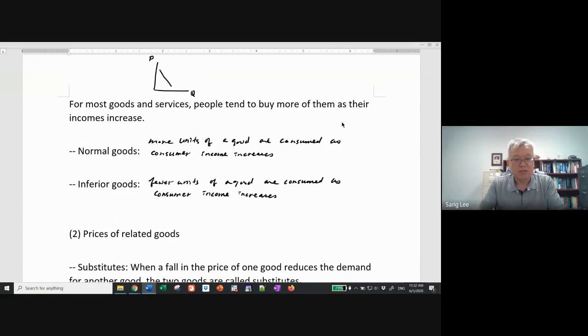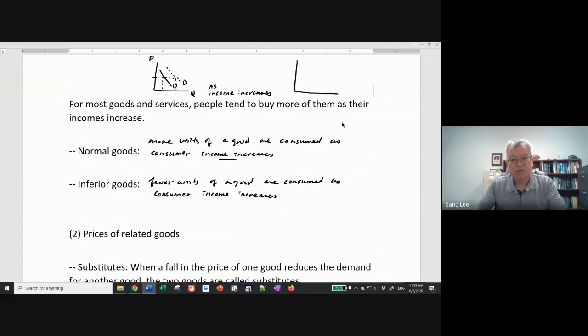So initially the demand curve is here. Now, as income rises, as income increases, what happens? The new demand curve will appear to the right of the initial demand curve, because at any given price, you buy more than before. As income increases, you increase the purchase of a certain good, then it is a normal good.